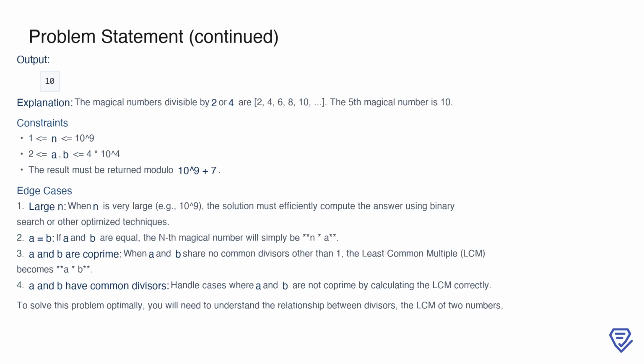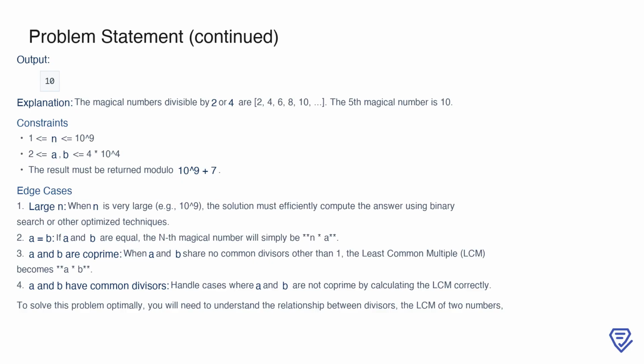With these examples in mind, let's also examine the constraints and edge cases for this problem. First, the value of n can be as large as 10 to the power of 9, which makes it impractical to generate all magical numbers up to the nth one. This means the solution must be optimized to efficiently calculate the answer. Next, if a and b are equal, the sequence of magical numbers simplifies to multiples of a, making the nth magical number simply n * a.